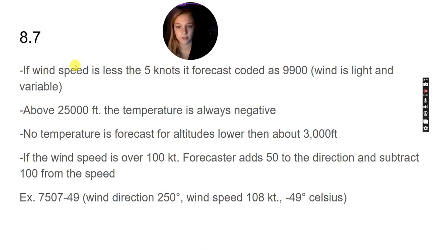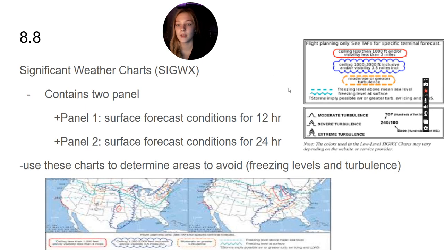Because if we go back, that's what I was talking about right here. All right, now we've got the SIGWX, significant weather charts. When you open this up and look at it, there will be 2 panels. Panel 1 will be the forecast conditions for the first 12 hours, and then panel 2 will be for the whole entire day, so 24 hours. You'll use these charts to determine areas to avoid freezing levels and turbulence.